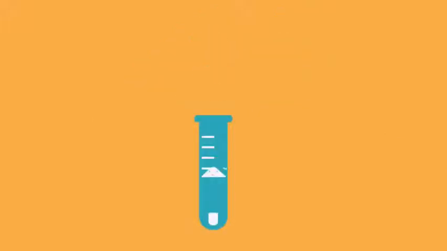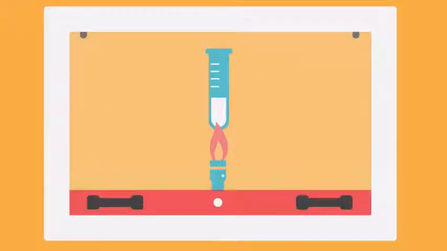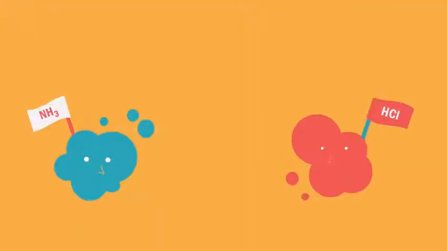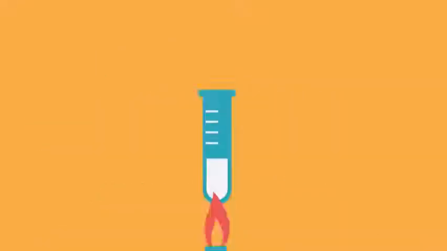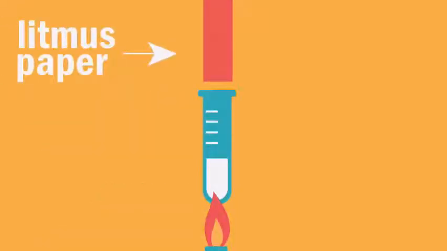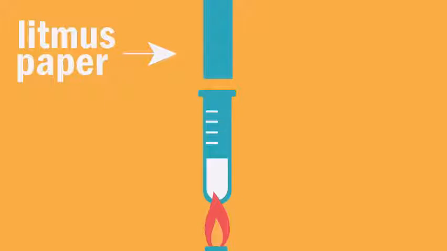Place ammonium chloride in a boiling tube and heat using a Bunsen burner. Ensure that this is conducted in a fume cupboard, as ammonia and hydrogen chloride are both corrosive gases. If we hold red litmus paper at the mouth of the boiling tube, it turns blue, which confirms the presence of ammonia. Blue litmus paper turns red, which confirms the presence of hydrogen chloride.